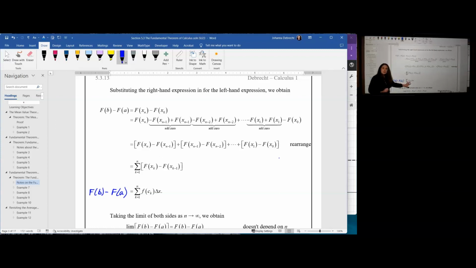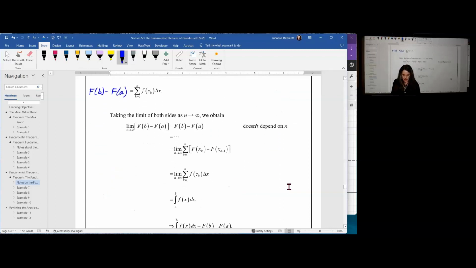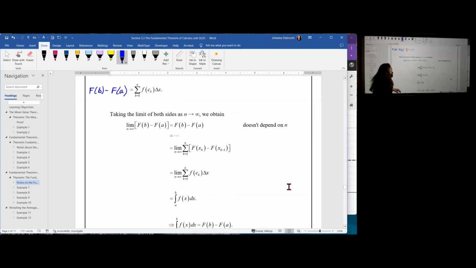If I take the limit of both sides as n goes to infinity, or equivalently as delta x goes to 0, well, when I take the limit of F of b minus F of a, these are both constants and they don't depend on n. So the limit of a constant is the constant, which just gives me the antiderivative at b minus the antiderivative at a. Here, though, I'm taking the limit of a Riemann sum.